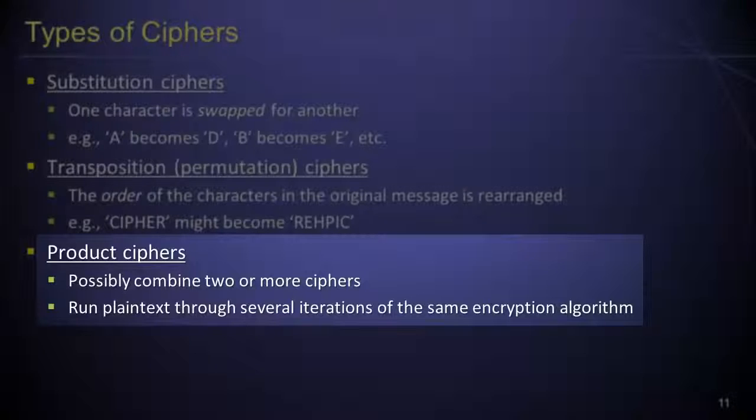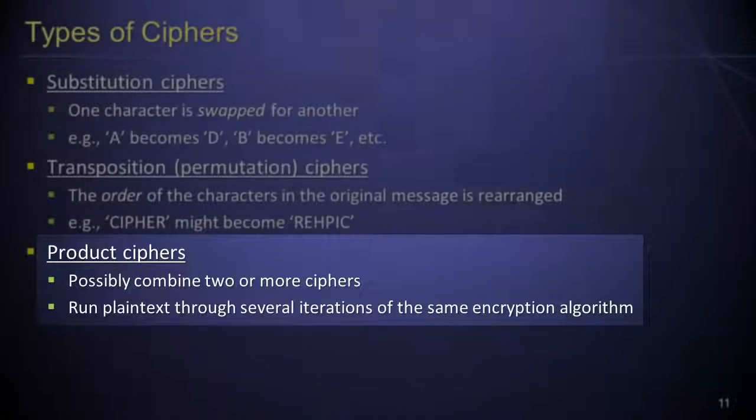Another way of achieving multiple transformations is to run plain text through several iterations of the same cipher. A plain text message, for example, might first be run through a substitution cipher, after which the resulting ciphertext would be run again through the same substitution cipher. Most modern encryption algorithms are product ciphers, which employ multiple iterations of both substitution and transposition in order to generate the final ciphertext.